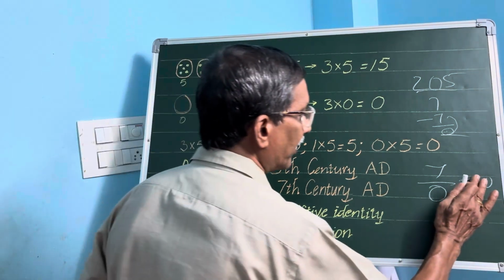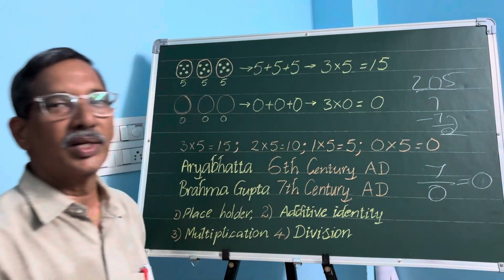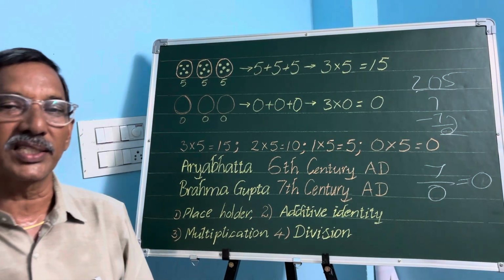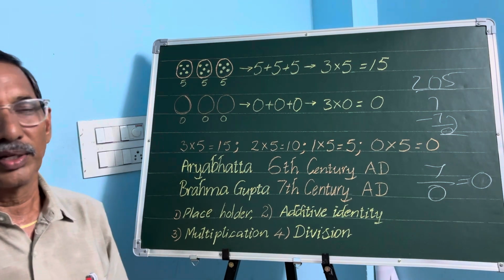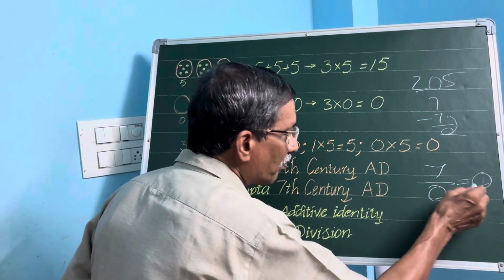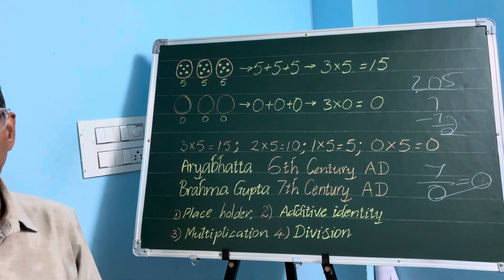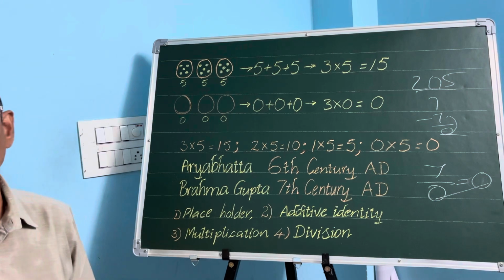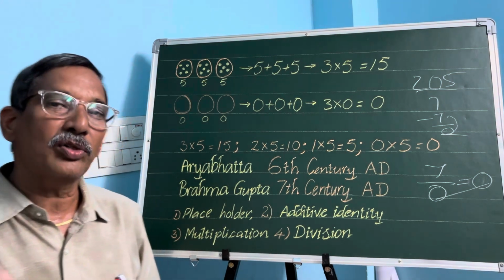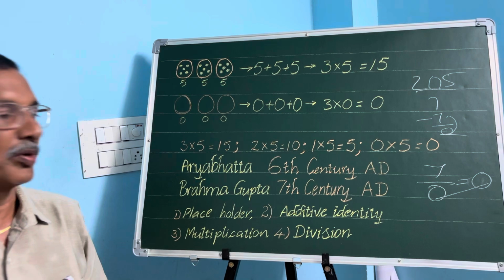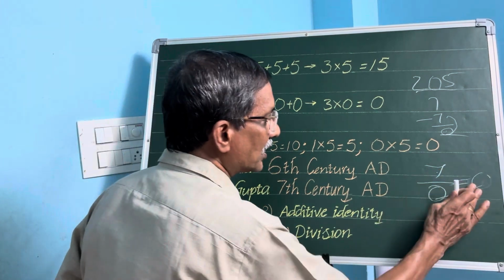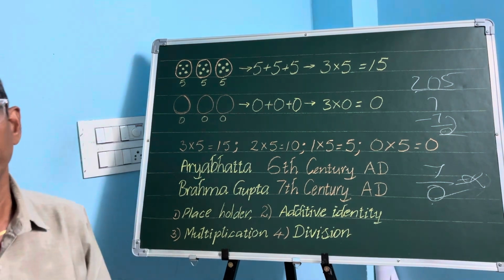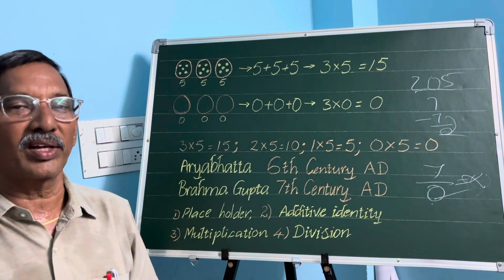Take for example, 7 divided by 0. Let us consider that it is 0. Then 0 into 0 must be 7. It is not possible. When 9 is divided by 0, if it is 0, 0 into 0 should become 9. It is not possible. So, division by 0 is not defined. It is infinite. So, to define infinite, we take the help of 0.